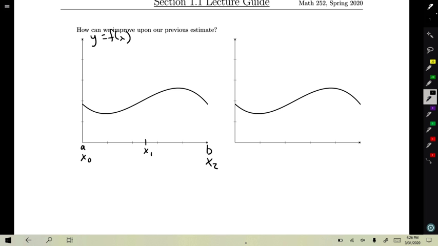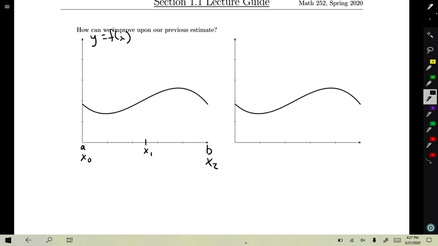So let's see. So now what we want to do is we want to do 2 different rectangles. One of those rectangles is going to be between x0 and x1. The other rectangle is going to be between x1 and x2. And so we have, again, the same kind of 4 options that we had previously. We have a left endpoint option, we have a right endpoint option, we have an upper option, and a lower option. So let's explore what those different things look like here.